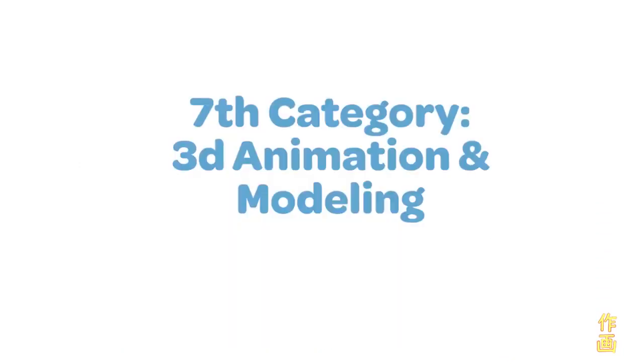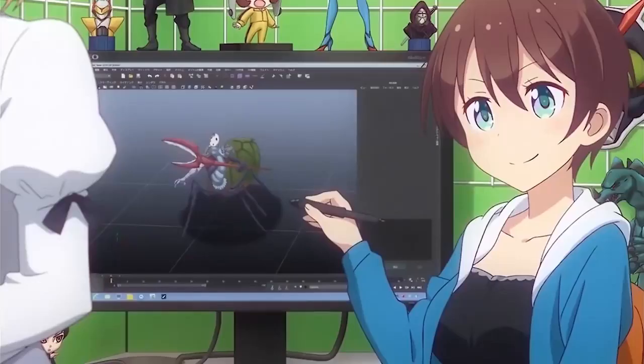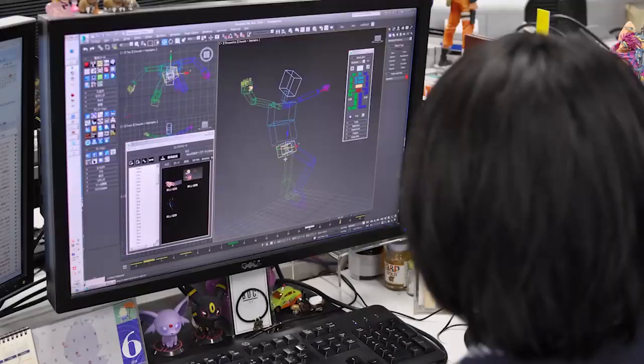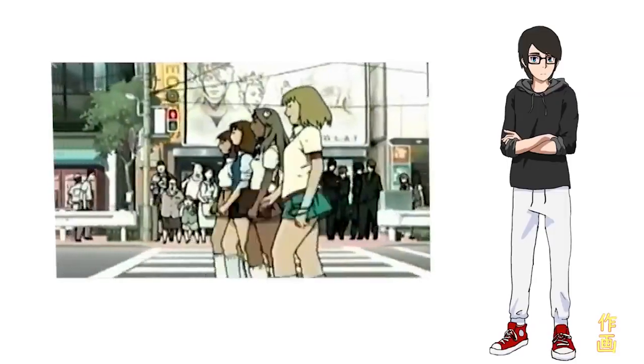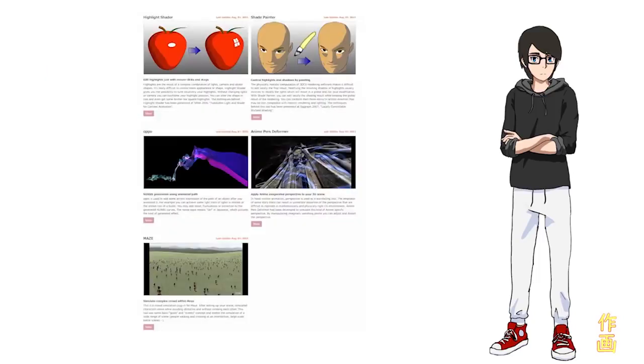For 3D animation and modeling, Maya and 3ds Max are the most prominent programs used. Anime is increasingly including 3D models in their productions, with the most prominent usage being vehicles, backgrounds, and large objects. 2.5D work is very common and is done in these programs as well. 2.5D work would be when 2D and 3D backgrounds are blended into the same image as an optical illusion.